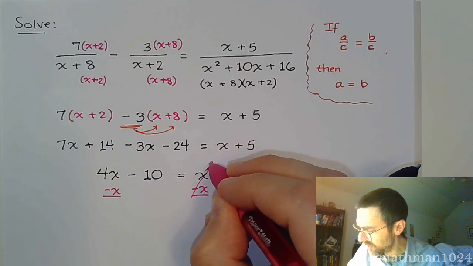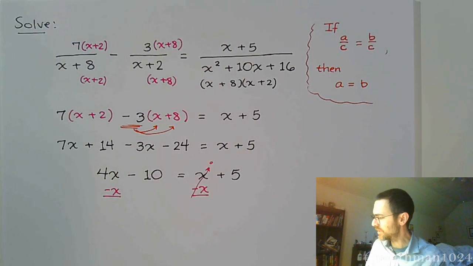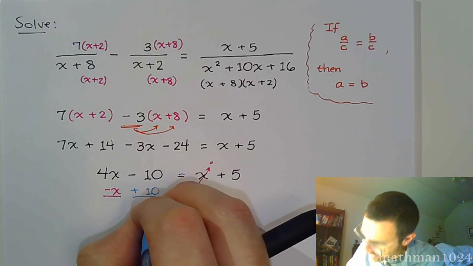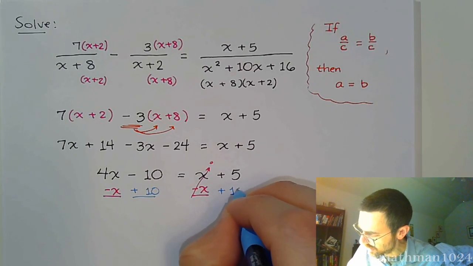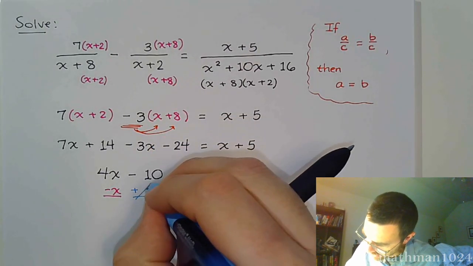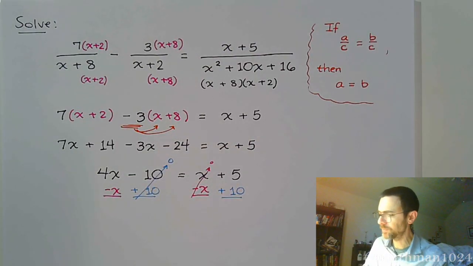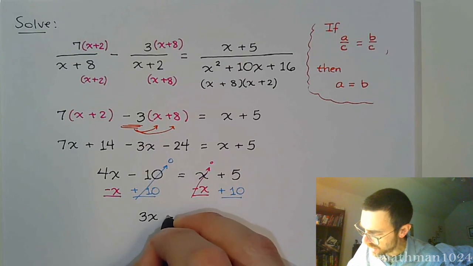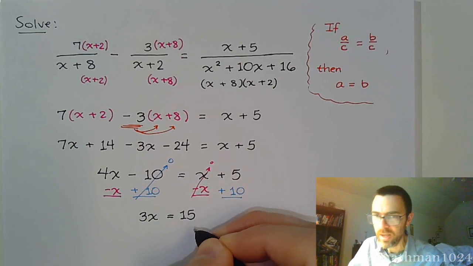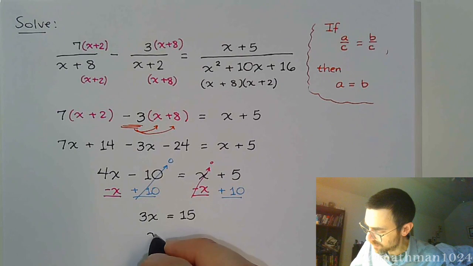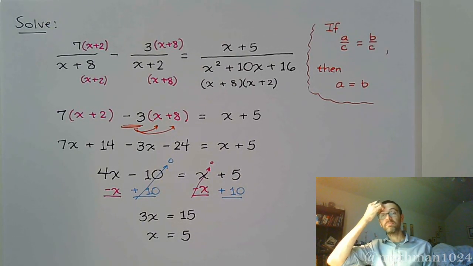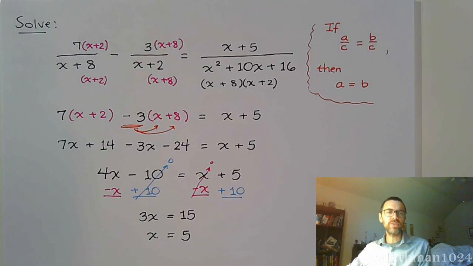And as I'm moving that to the left, I'm going to add the 10 so I can move my constants to the right side. That goes away to give me 0. And now 3x equals 15. Divide both sides by 3. And x equals 5. Okay? So once we get down to the linear equation, it really isn't that bad, or at least it shouldn't be that bad.